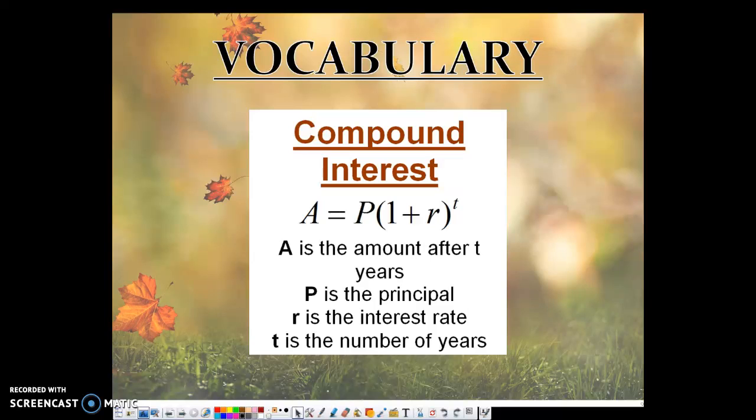A is the amount after t years, so t is years. P is the principal, meaning the amount of money you originally put into your bank account. R is the interest rate, meaning how much interest you are gaining, and t is the number of years. Now, if you're losing interest on something, then it'll be 1 minus r. But we'll get into that later.